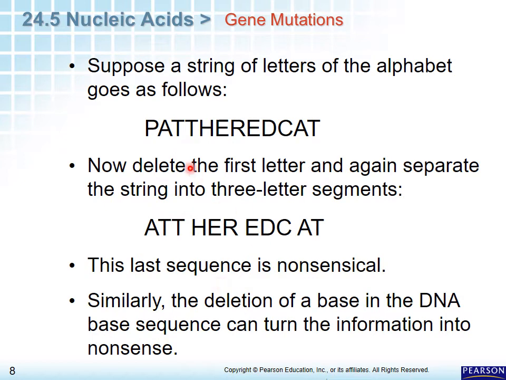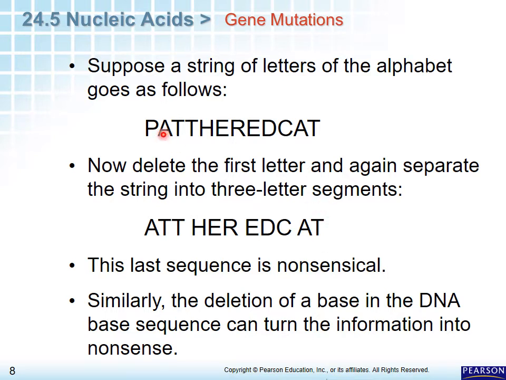After that, you can see here, suppose the string of letters of the alphabet goes as follows. Now delete the first letter P, and again separate the string into three-letter segments. So how is it going to be after deleting P? Start from here: ATT, HER, and EDC, and the last one will be AT, not a third one now.